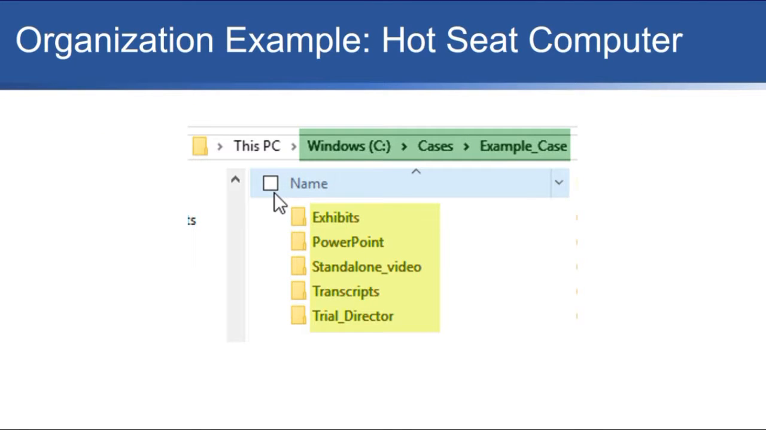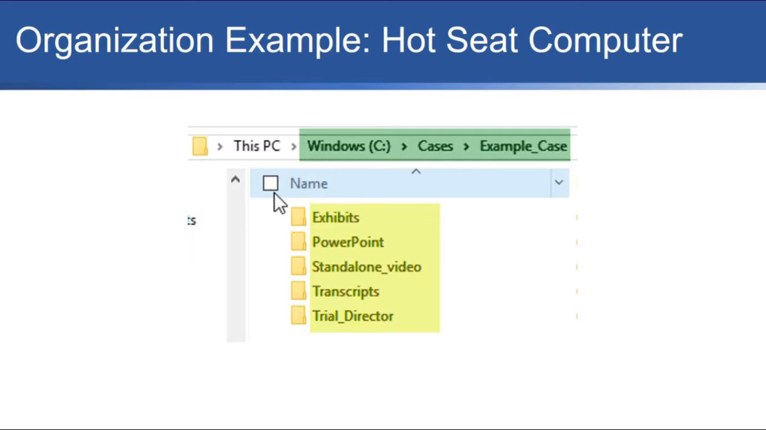So here's an organization example for the hot seat computer. Organize your case by application, along with a folder for exhibits. We typically start the case with a folder called Exhibits that can contain up to 1,000 pages or images per folder. There could be hundreds of folders depending on the size of the case, and I don't like to go over 1,000 files per folder because it might cause performance issues with the Windows operating system.